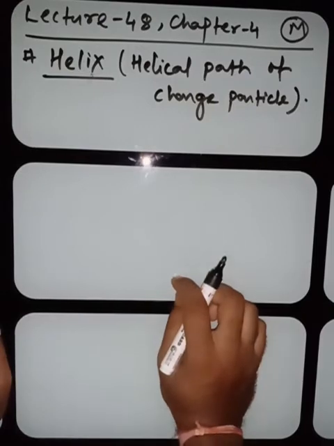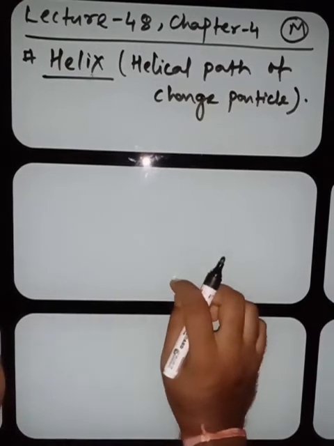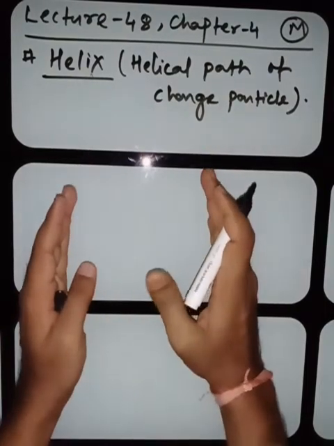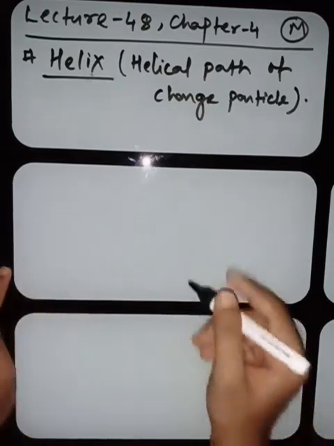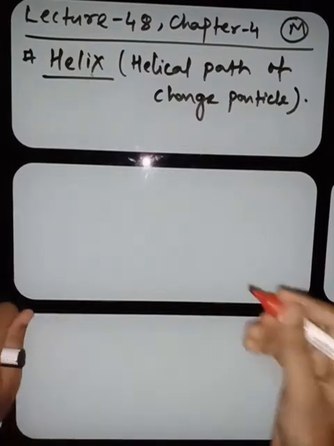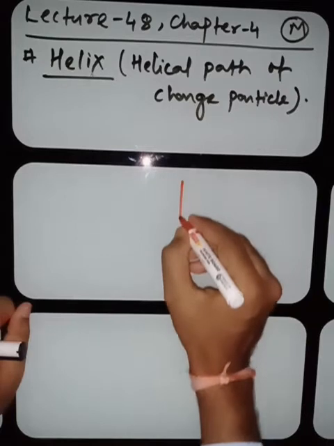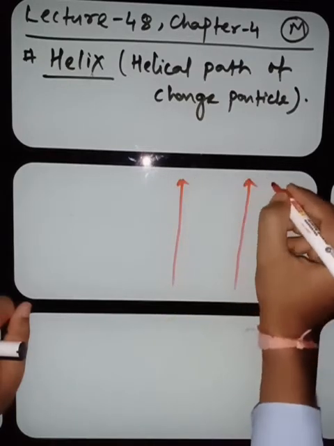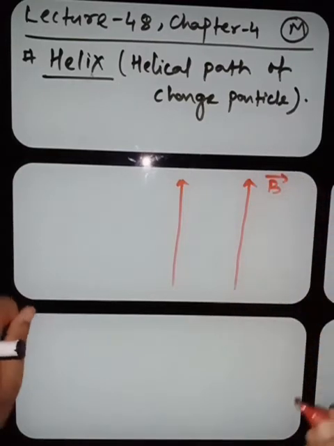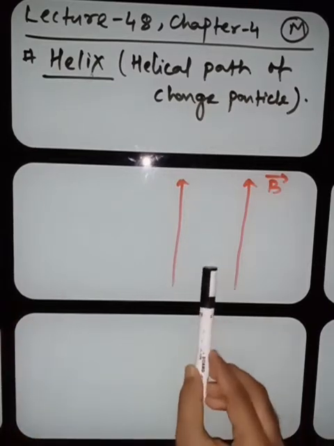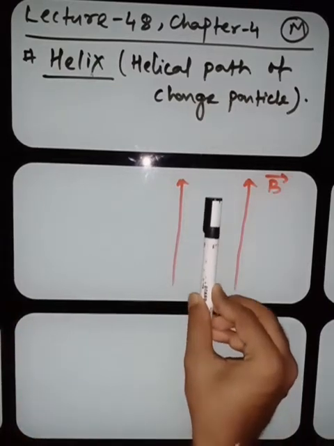But suppose the magnetic field is going in this direction, and you project a charged particle. Let me draw. This is your magnetic field, which I am representing by red. Suppose this is the magnetic field in the upward direction, and you project a charged particle in this direction. What will happen?